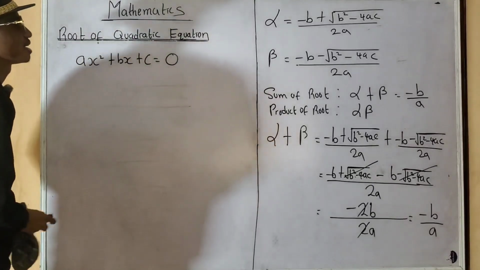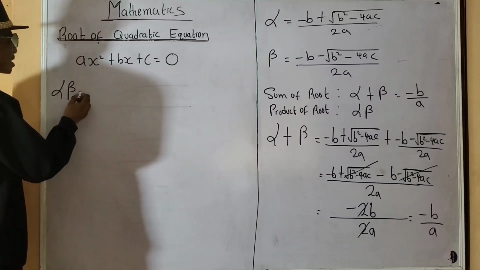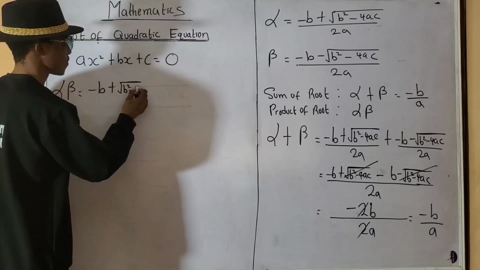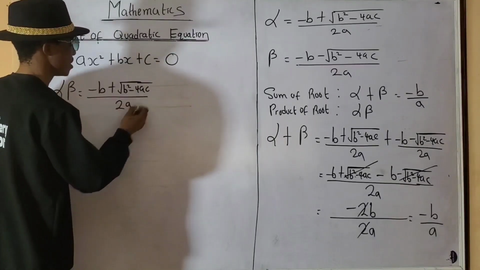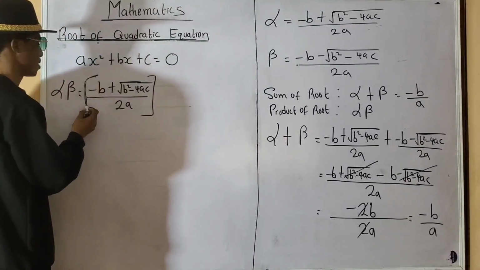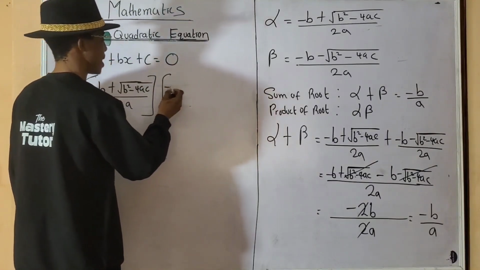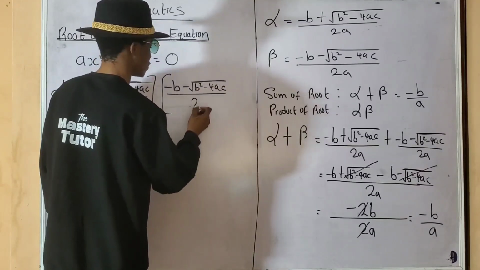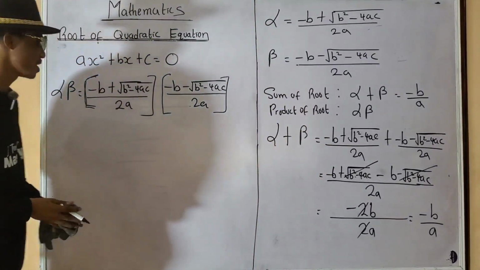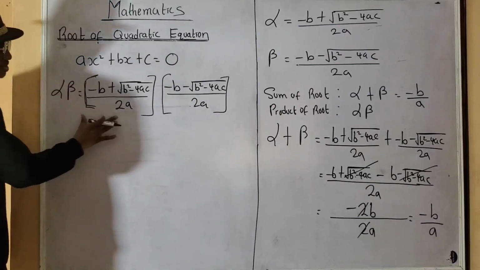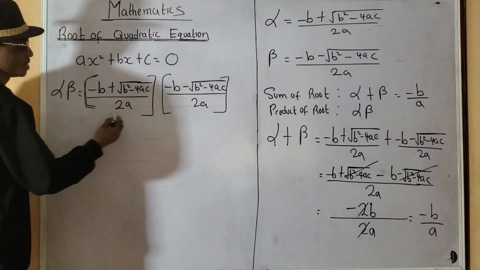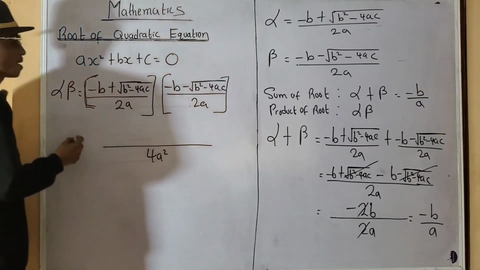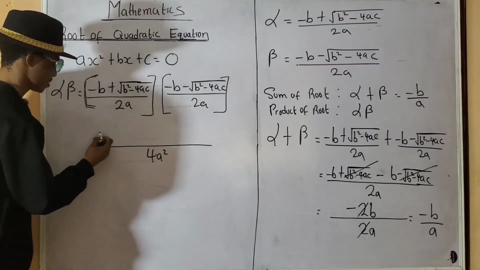For the product, alpha multiplied by beta, I'm going to have minus b plus square root of b squared minus 4ac all over 2a, multiplied by minus b minus square root of b squared minus 4ac all over 2a. Are you following? It's simple, okay? Now, let us take the product of this and this. 2a times 2a, that is what? 4a squared. So I'm going to have 4a squared here.